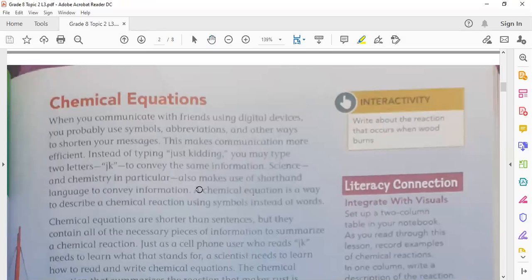So a chemical equation, hello Shahid, good morning.